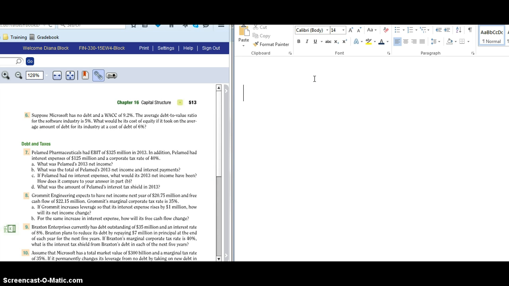Now, we can determine the net income by taking the EBIT minus the interest minus their taxes, and that'll effectively give us the net income.